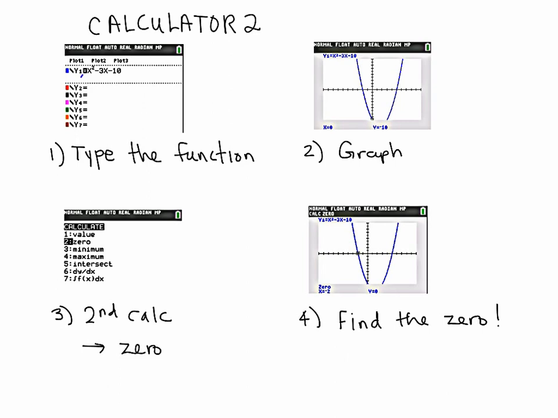You're going to move your cursor around that 0. Left side of the 0, click. Right side of the 0, click. Click one more time. And then there will be a value of 0 at negative 2 and 0. And then you repeat the same process for the one on the right side, and you find the other 0.